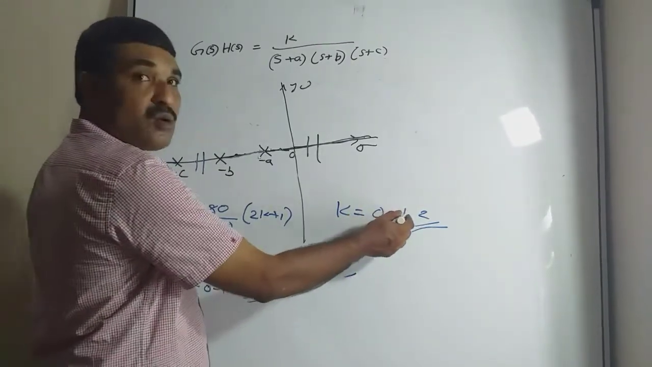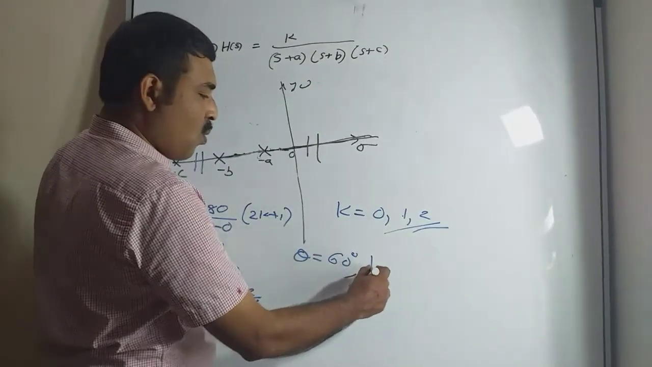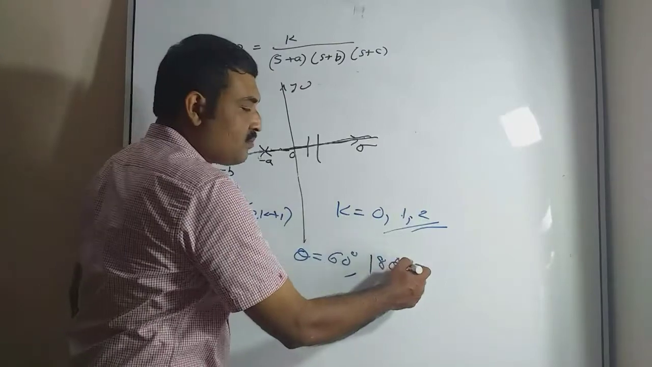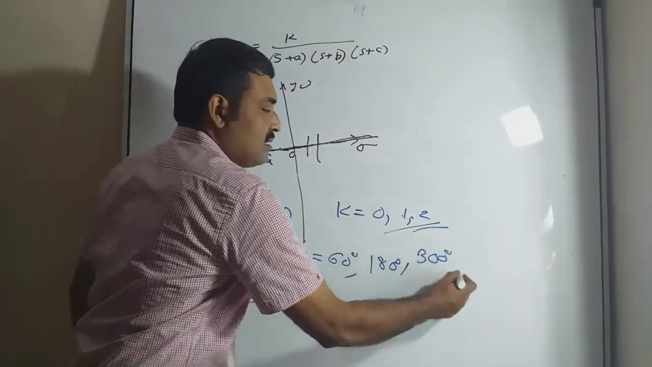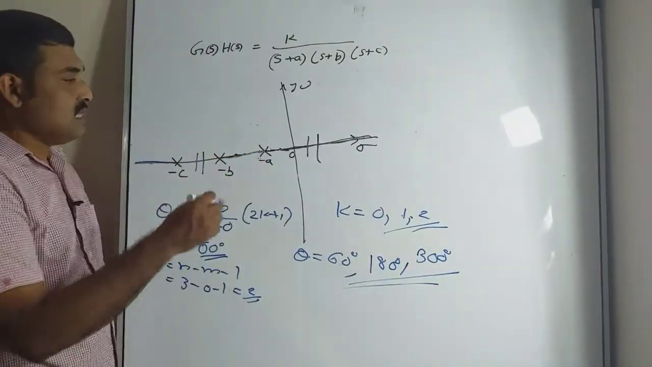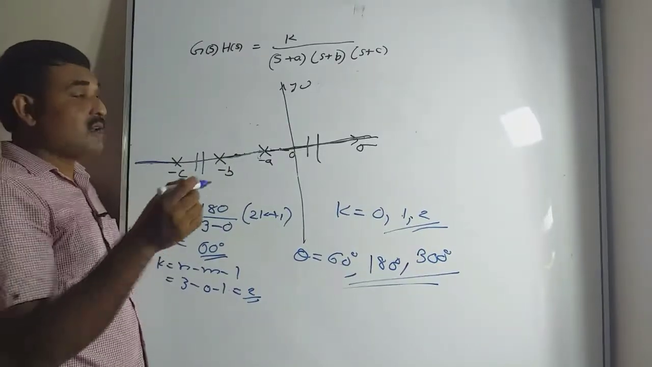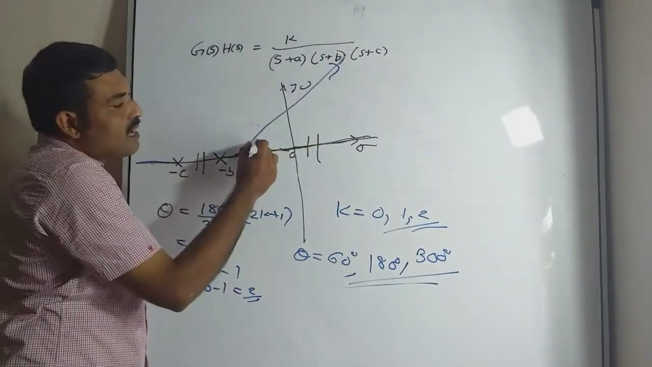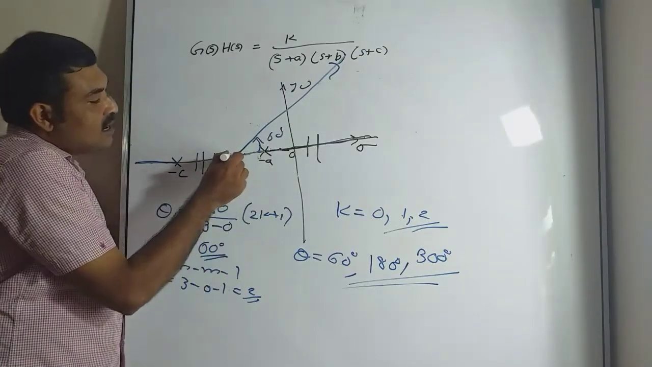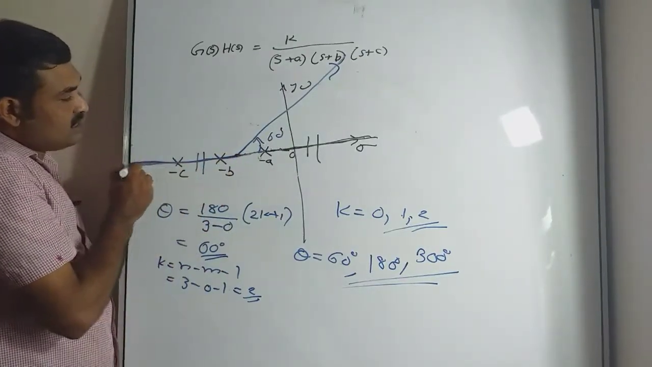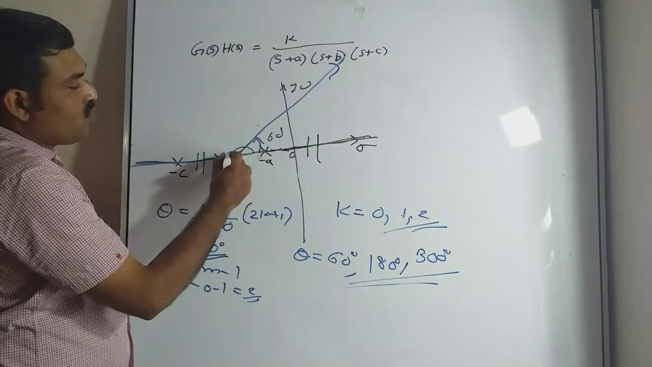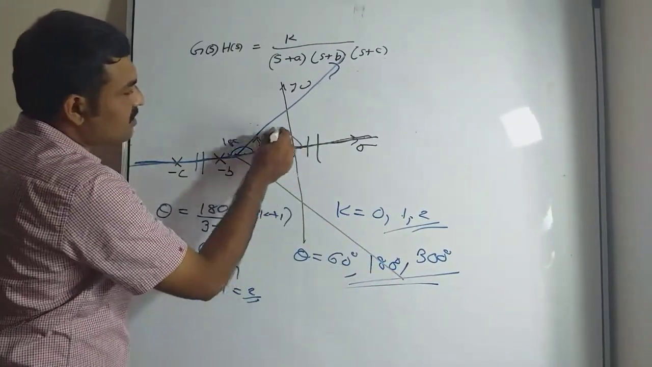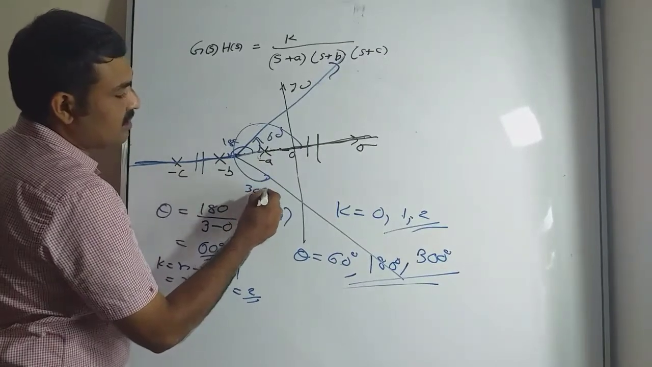Then when k is equal to 1, this becomes 180 degree. And when k is equal to 2, this becomes 300 degree. So these are the angles of asymptotes that will meet at the centroid. One asymptote is like this, making an angle of 60 degree. The other asymptote is like this, making an angle of 180 degree, and the next asymptotic line is like this, making an angle of 300 degree.